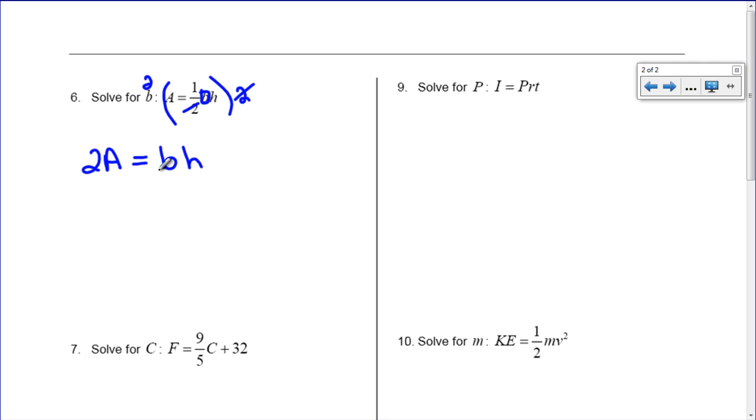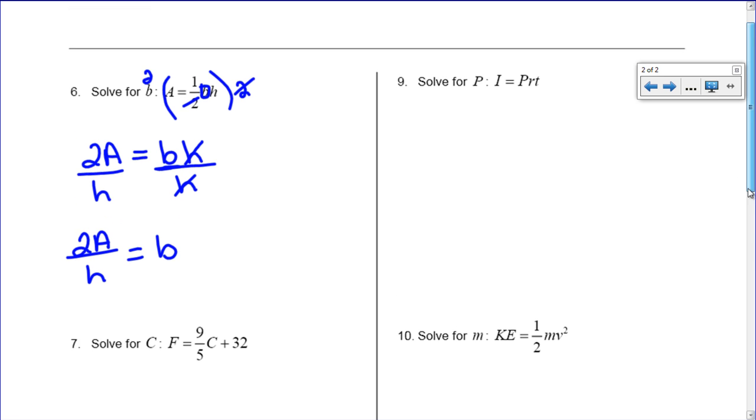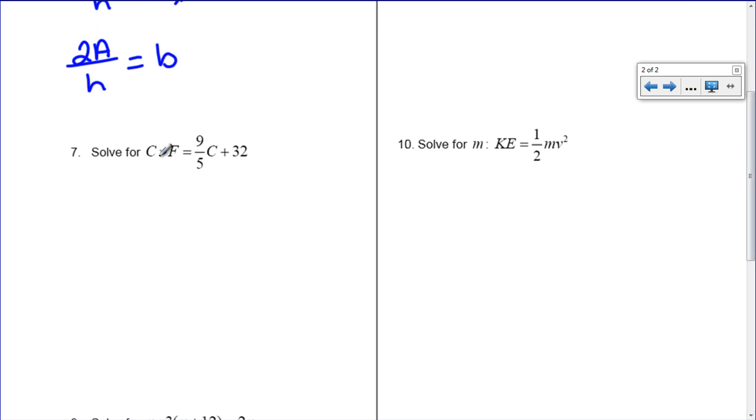Well, I still want this B right here all by itself, so I've got to get rid of this H. Well, this is multiplication, B times H, so to undo multiply, I divide by the variable that isn't the B. And so I get that 2A divided by H equals B. So now B is isolated, it's by itself. That's what we wanted to happen. This is your answer.